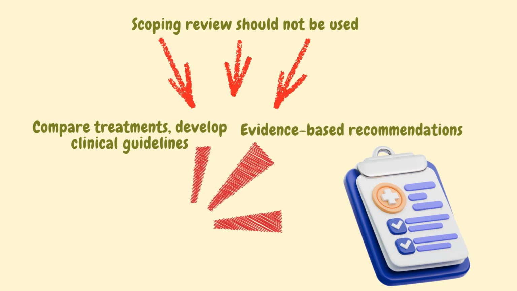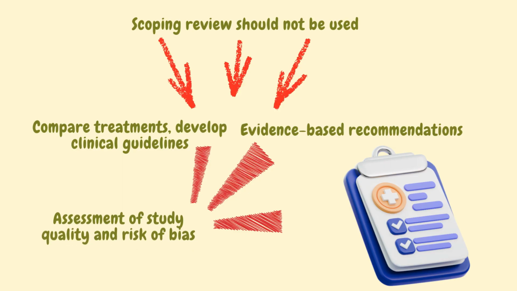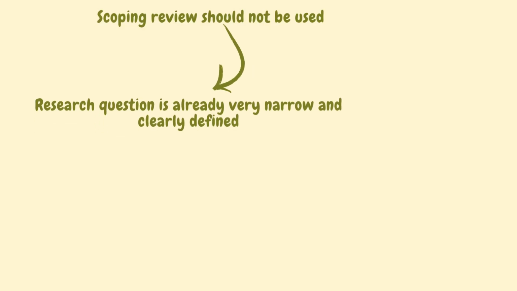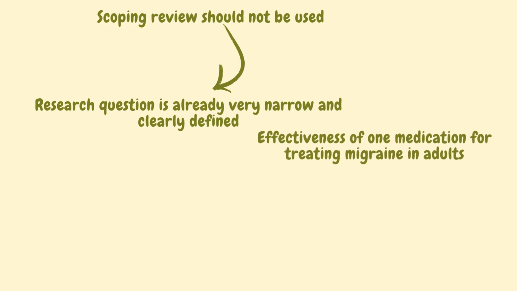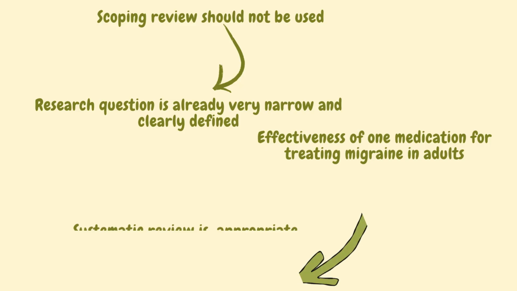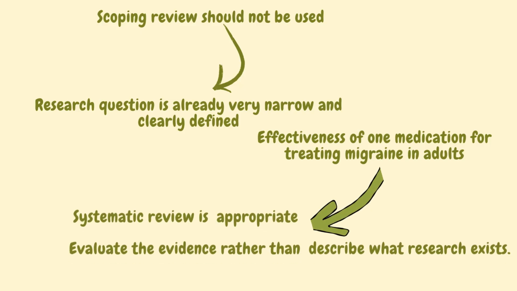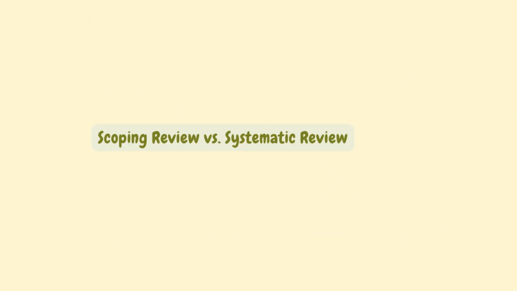These decisions require a detailed assessment of study quality and risk of bias, which is not usually the purpose of a scoping review. And, if the research question is already very narrow and clearly defined, there is little need to first map the literature. For example, if the question focuses only on the effectiveness of one medication for treating migraine in adults, a systematic review is more appropriate because the objective is to evaluate the evidence rather than simply describe what research exists.